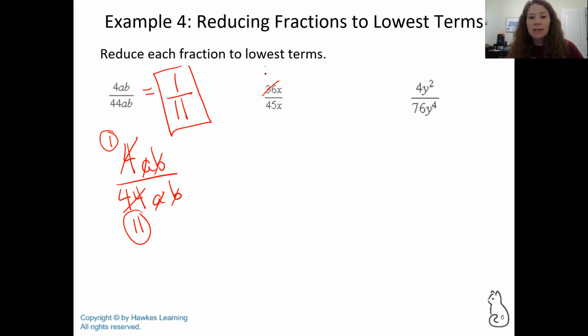36 and 45 are both divisible by 9. So 36 divided by 9 is 4, and 45 divided by 9 is 5. And x divided by x is 1. So my answer is 4/5.